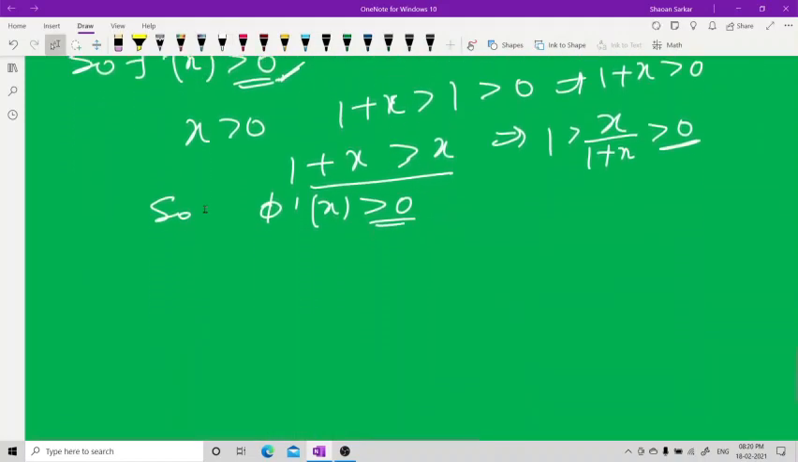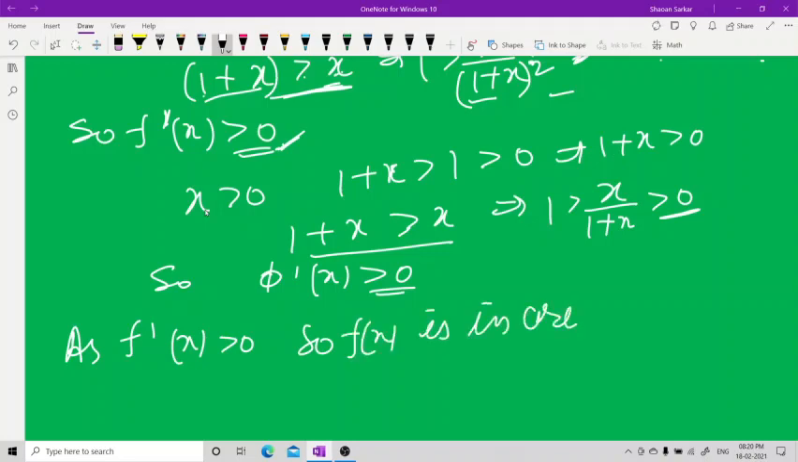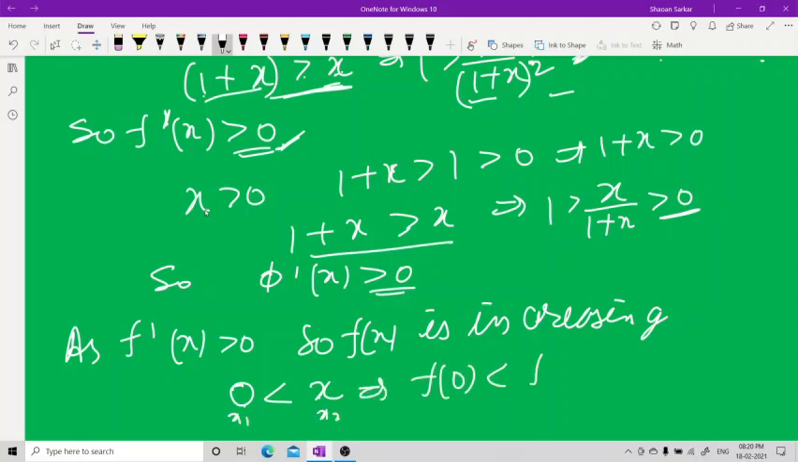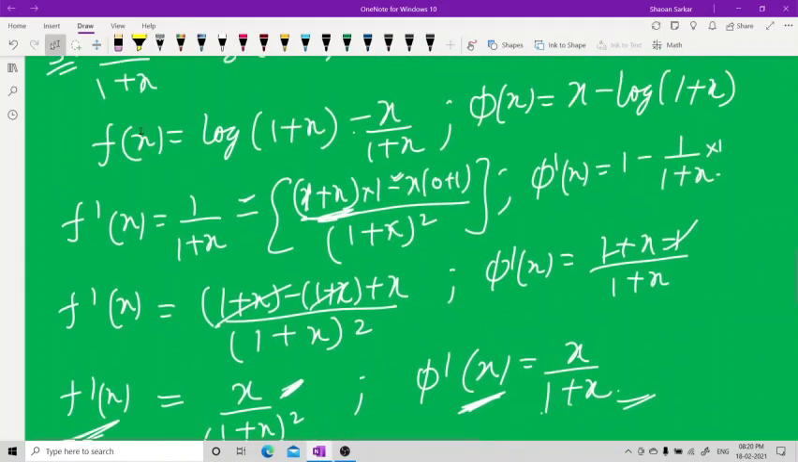Now see, now the actual thing begins. As f dash x is greater than 0, so f of x is increasing. Therefore, if I take 0 less than x, this will behave like x1, this will behave like x2. You will get f of 0 less than f of x. Now find out f of 0. I think you have already found out f of 0. Put 0 here. So you will get log 1 is 0, 0 minus 0 is 0. So f of 0 is 0.